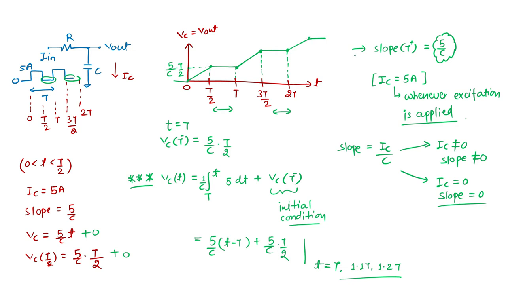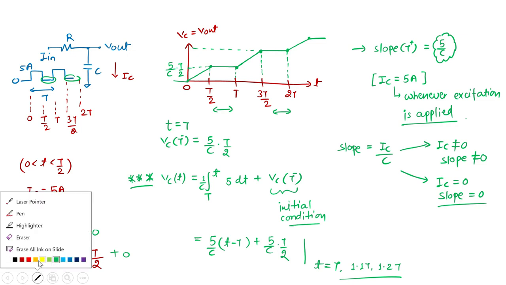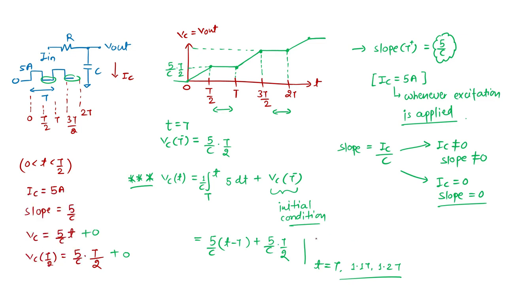So it will reach infinite value, because whenever we are applying the continuous current, it will remain charging. Okay, so what is the value at this node? You can see by plotting it, or by putting the value of t equal to 3t by 2 in this equation. If I put t equal to 3t by 2, then it will come 5 by c.